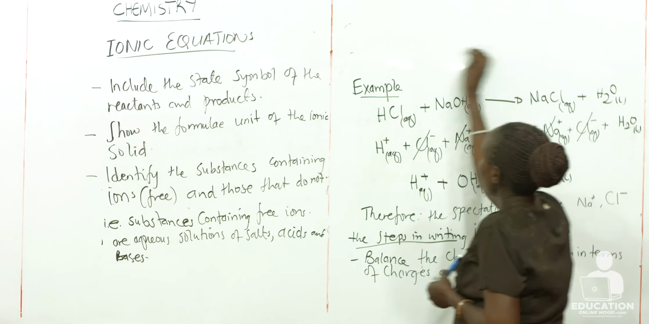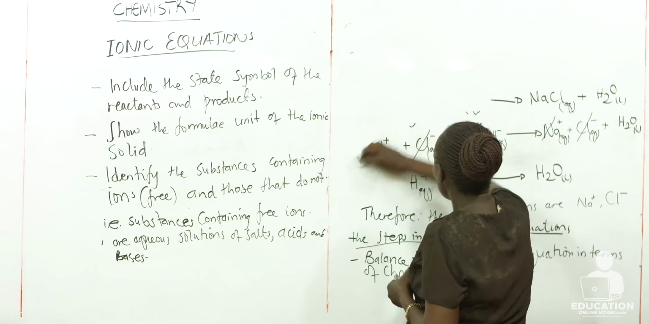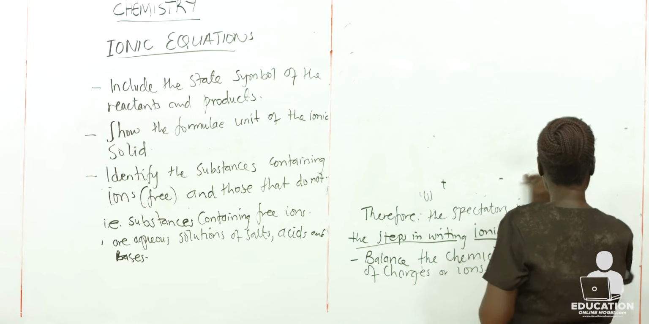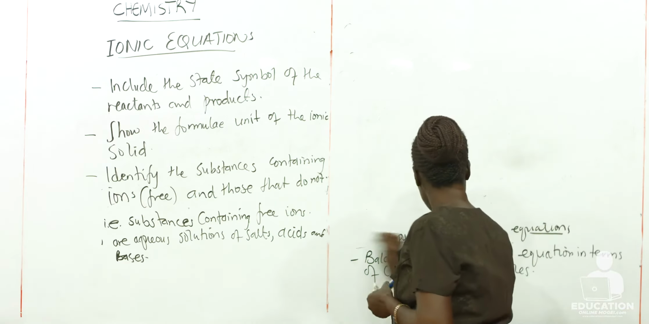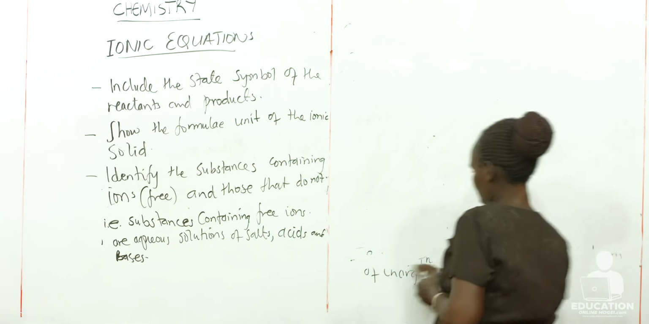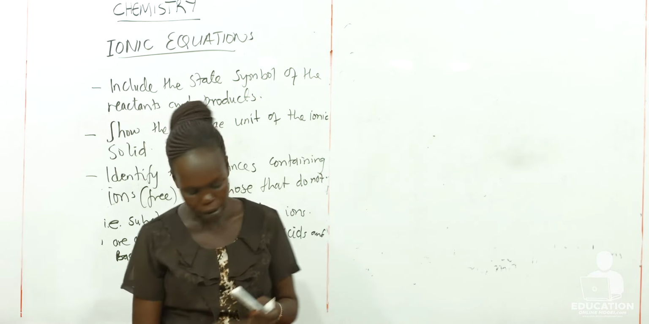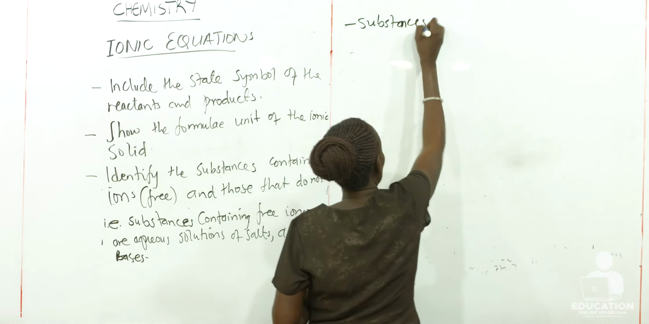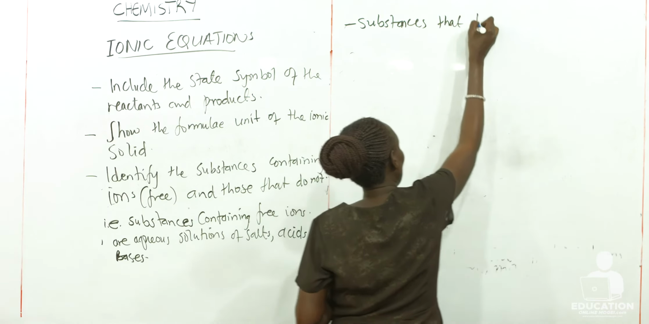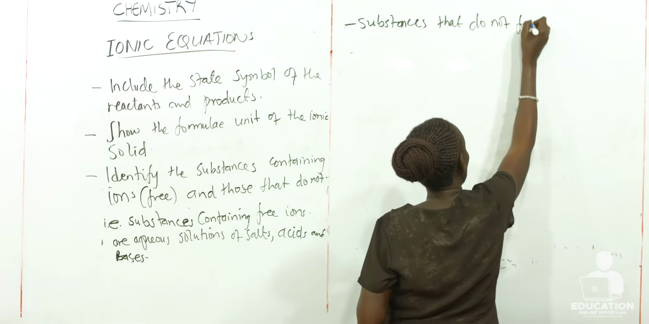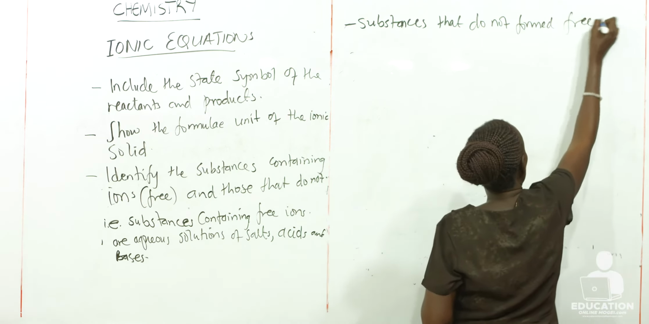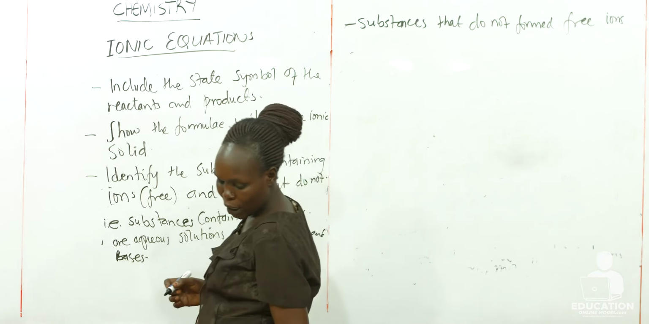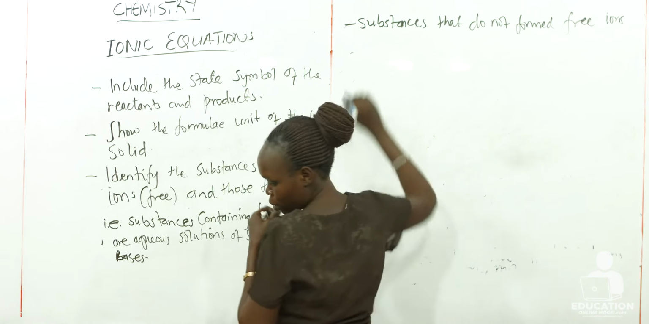So this can help us as a guide to know which substances can dissociate to form free ions. So we say that here we are going to show the second one: substances that do not form free ions. We can have them as salt. We can have them as insoluble salts.